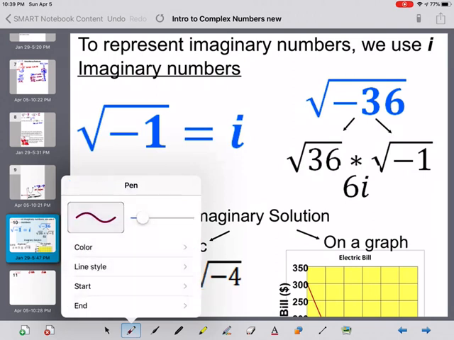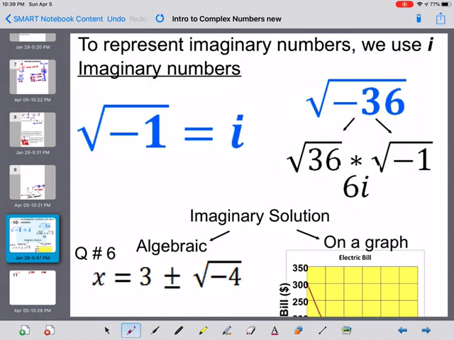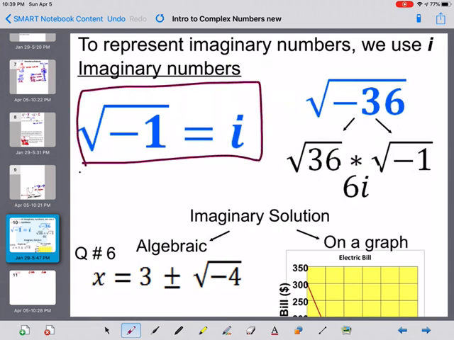To write imaginary numbers, the first thing you need to know is that the square root of negative 1 is equal to I. That's the most important thing. I would write that down, put a box around it, maybe some little fireworks, maybe a lightning bolt. That's a really bad lightning bolt. Okay, you get the idea. Make it stand out, make it important in your notes.